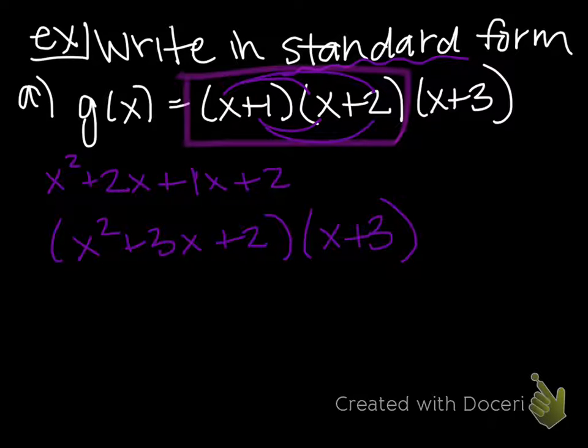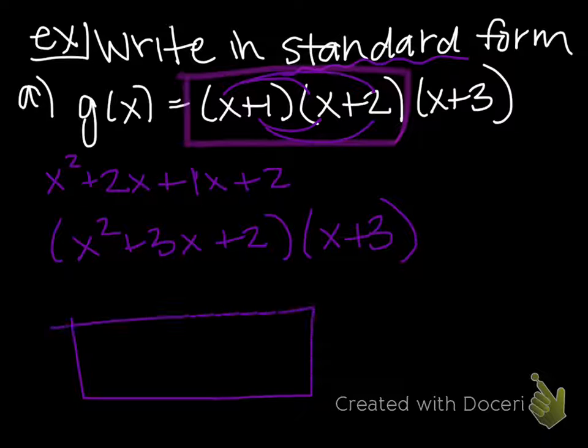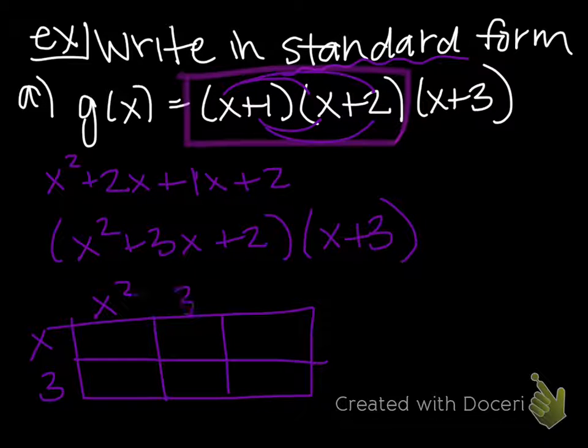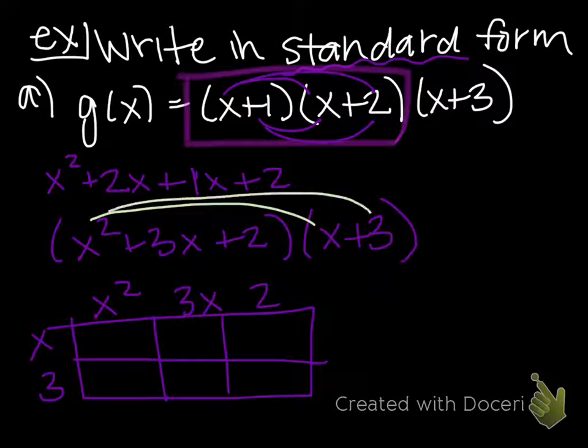For those of you who do the box method, you're going to draw a 2x3 box and your terms are going to go on the outside of the box. So you're going to have an x and a 3 and an x squared, a 3x, and a 2. For those of you who do the foiling method, you kind of apply the same principles. So you'll do x squared times the first and x squared times the second. And when you do that, you'll get x cubed plus 3x squared. Then you're going to do your middle too.